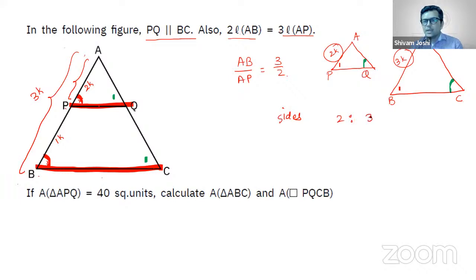2:3. If the ratio of the sides is 2:3, I can say that the ratio of areas has to be the square. We have learned this property earlier, right? So it has to be 4:9.